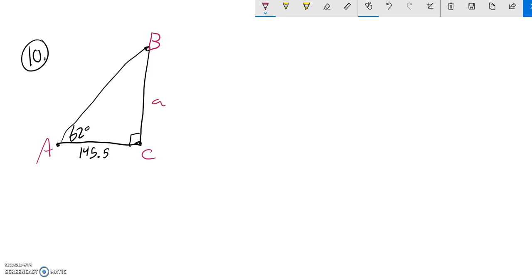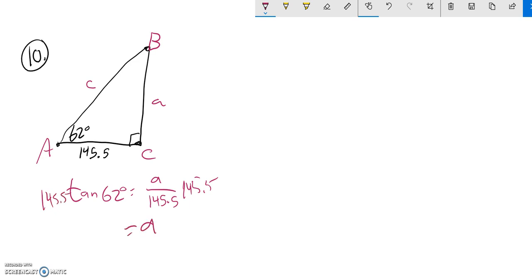A, and that makes that C. I just put those arbitrarily, but the lowercase a is always opposite the capital A and so on. So let me try and figure out this a first. I know this angle, this is the opposite side, this is the adjacent side, so that would be tangent. So I know that tangent of 62 degrees is opposite over adjacent. Multiply both sides by 145.5 to get it out of that fraction.